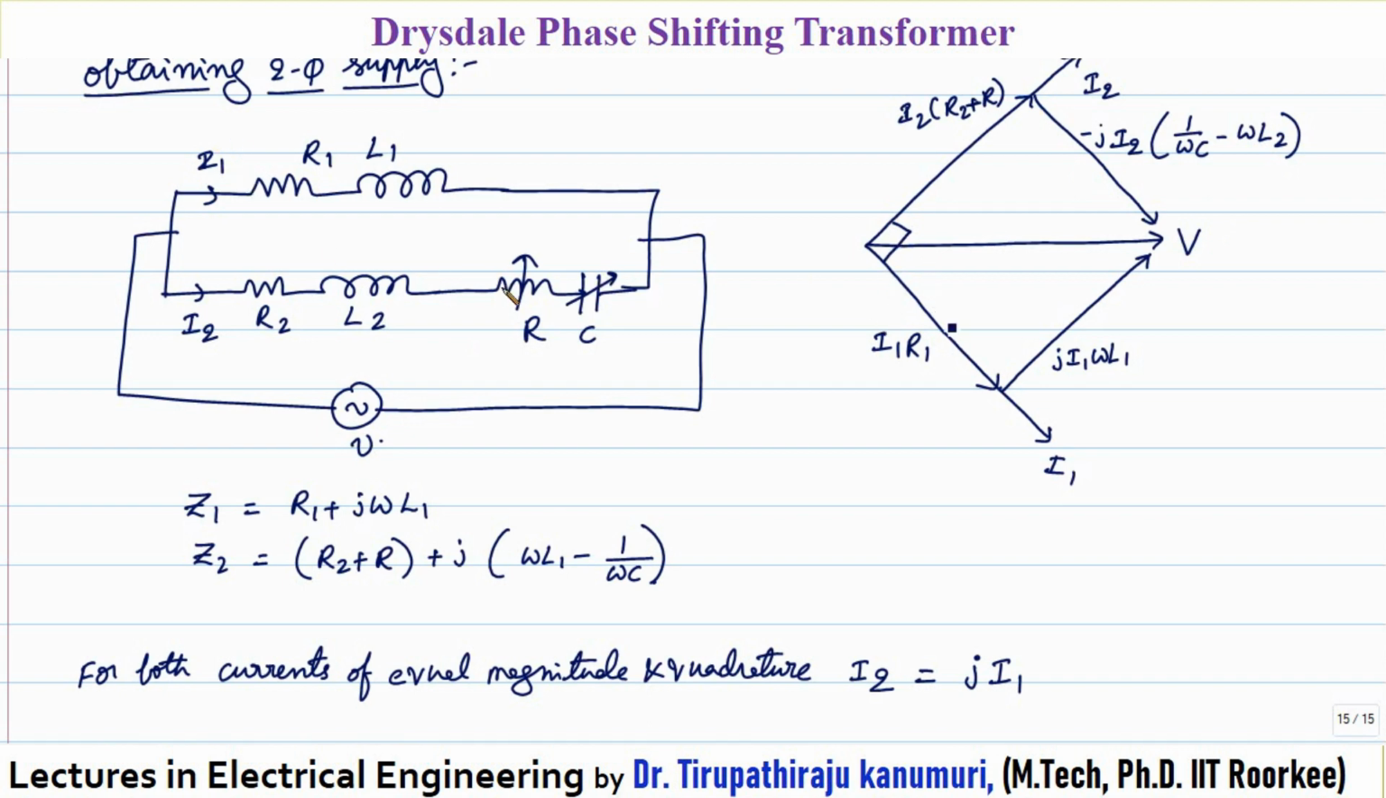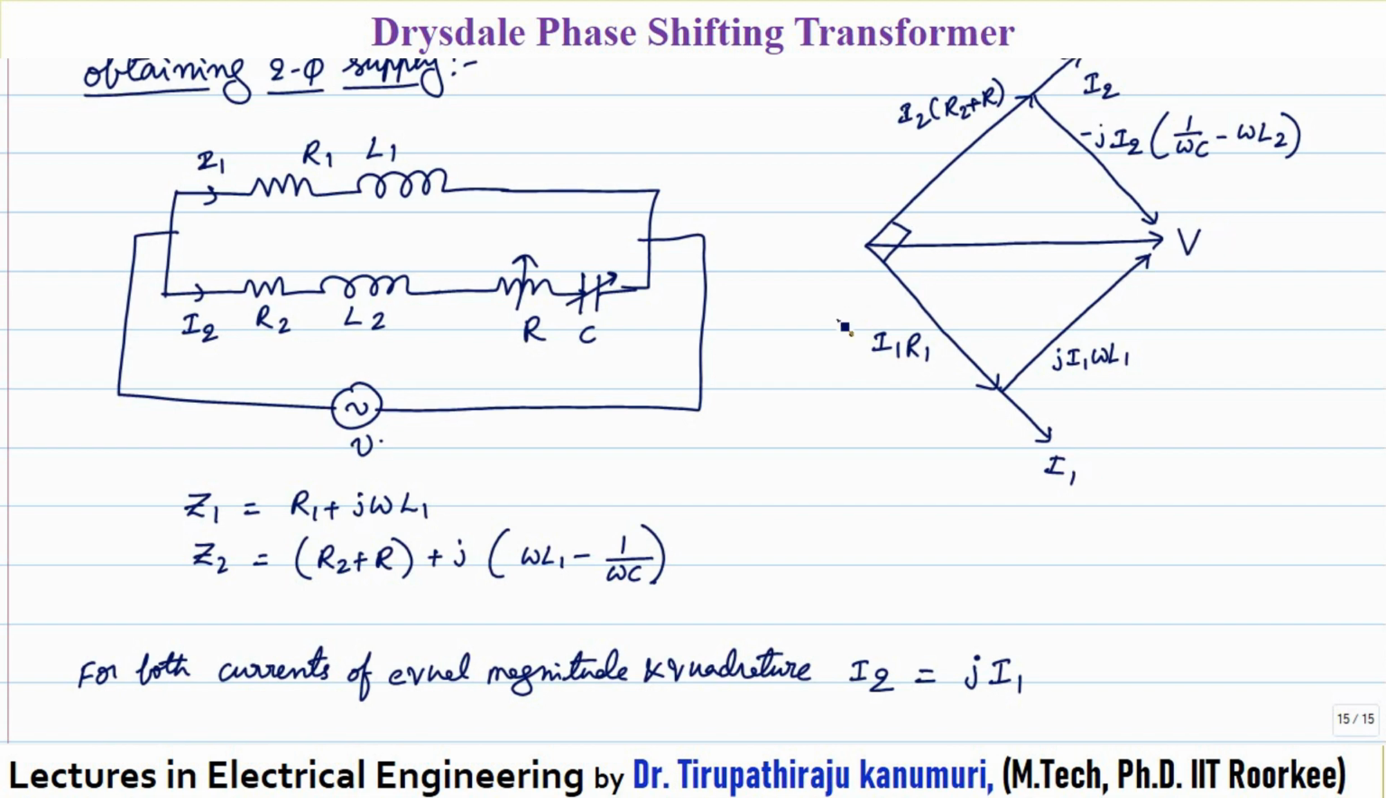So the sum of voltage drops will be I1 multiplied by R1, which will be in phase with the current I1, plus j times I1 into omega L1. If you are taking this as the real axis, you can see the imaginary axis will come like this. So that's why I have added this to the tip: j into I1 into omega L1. Again, this sum also will be equal to V.